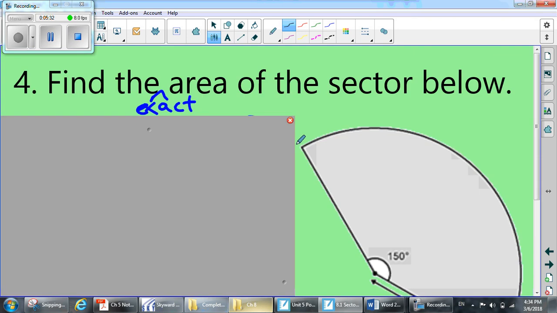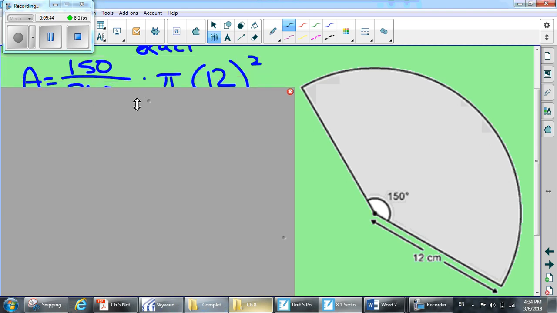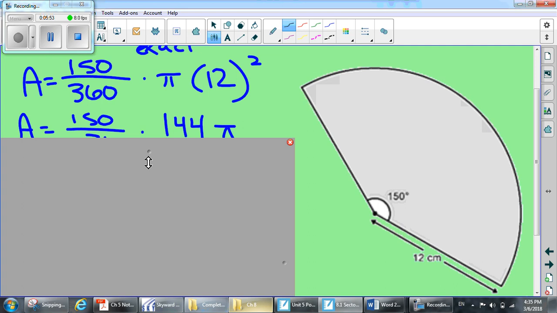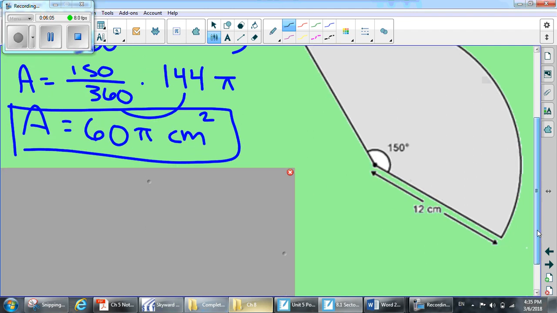For number 4, let's find the exact area of this sector below. You can see that it's part of the circle. We're given the central angle and the radius. So take 150 out of 360 times pi times the radius squared. We end up with 144 pi, and we multiply that by 150 over 360. That leaves us with 60 pi centimeters squared.